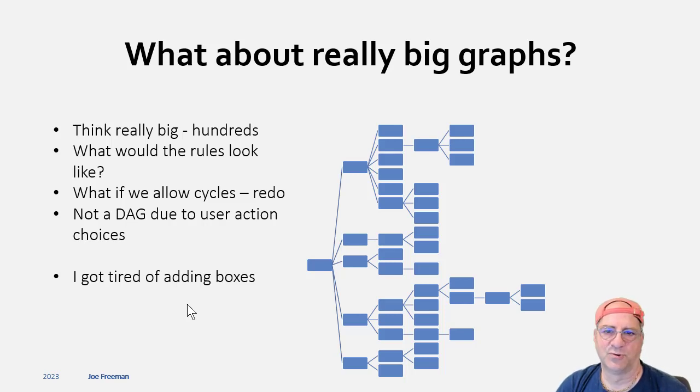And what would the rules look like if you were going to write this thing and figure out what you needed to do? You end up having to build a structure for something like this. And then what if we allow cycles?